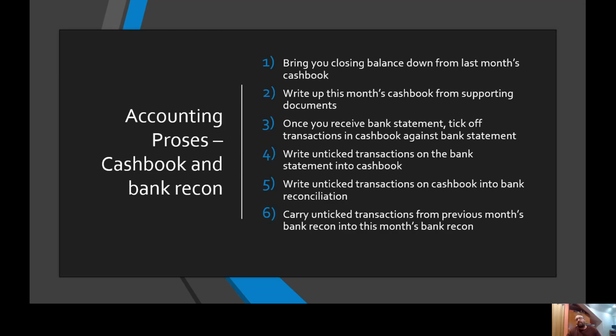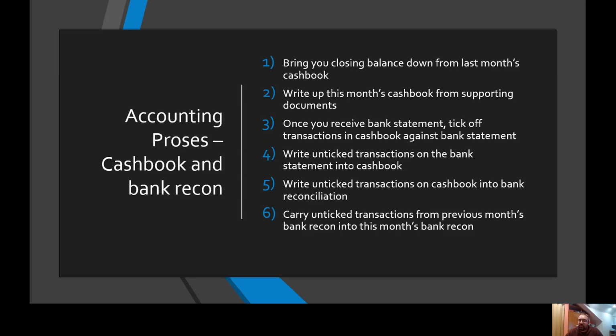Then point number 6: carry unticked transactions from the previous month's bank recon into this month's bank recon. Let's think about that for a moment. I have to do a bank recon at the end of every month. So I also have to include last month's bank recon in this ticking off exercise, because there could have been a check on last month's bank recon that I now see on my bank statement. The moment I see a transaction on last month's bank recon and on this month's bank statement, I have to tick it off.